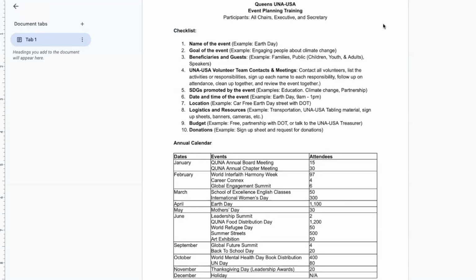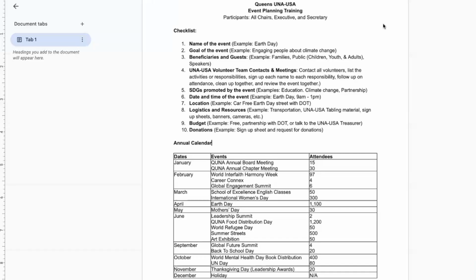Number three would be beneficiaries and guests. So who's going to be coming to your event? Which type of people would you like to come to your event? Whether it's guest speakers, so that could even be people from the education co-chair. For example, for Earth Day, you could have someone educate during the event on climate change, what it is, and why we should be advocating for Earth Day. And then also your guests, so families, public, children, youth, and adults.